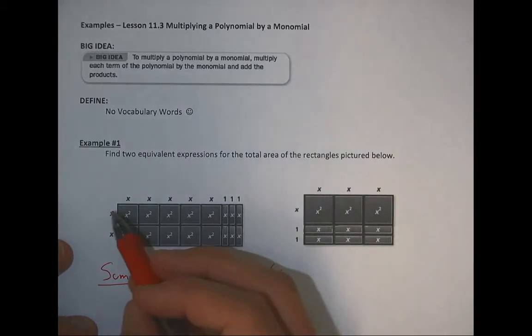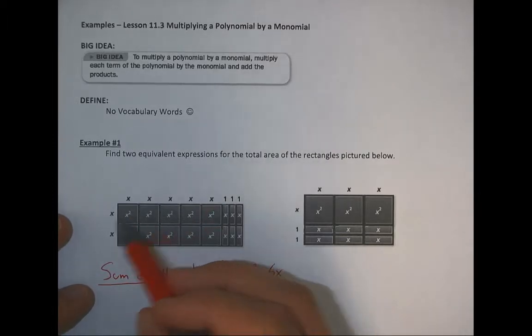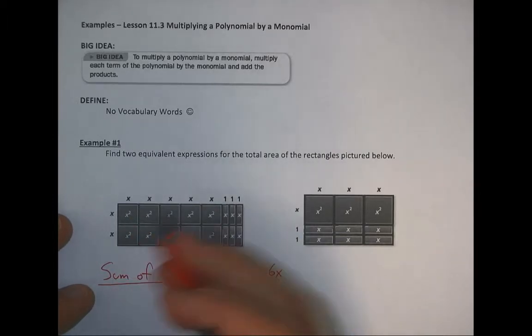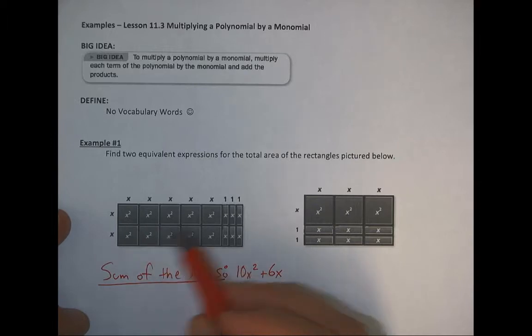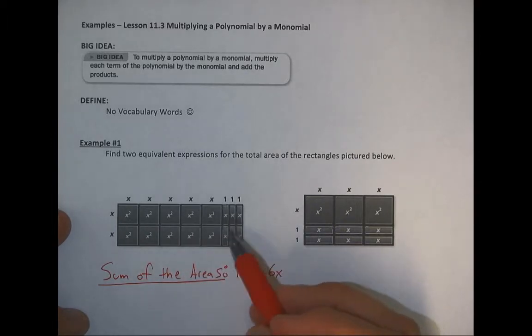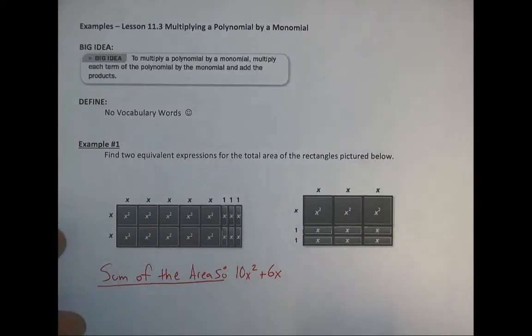All right, so if someone told you what x was, you could plug it in for each one of these individual boxes and figure it out, but you also could now just plug it right into this formula here, which represents the sum. We added up all the x squareds, there's 10. We added up all of the x's, there's 6. And those two areas together give you the total area.